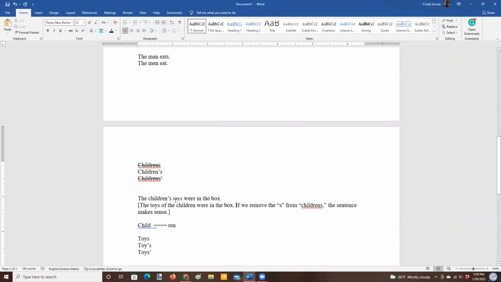Well, we know that the children's toys were in the box. So we know were is a verb we use to refer to plural ideas. We would say toys were, a toy was. So we know that if toys is the subject of our sentence, in other words, the one that matches the verb, it's got to be toys. We have a plural meaning there.